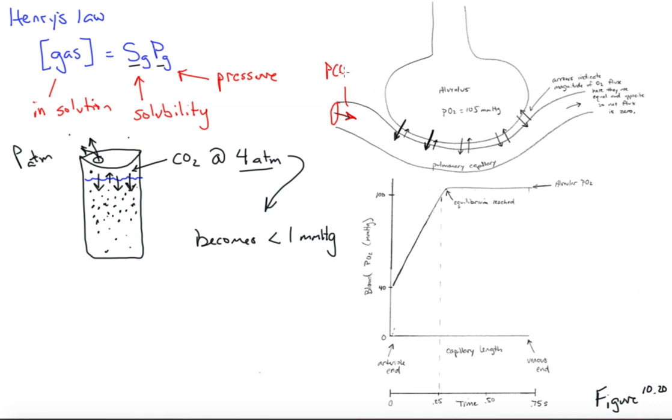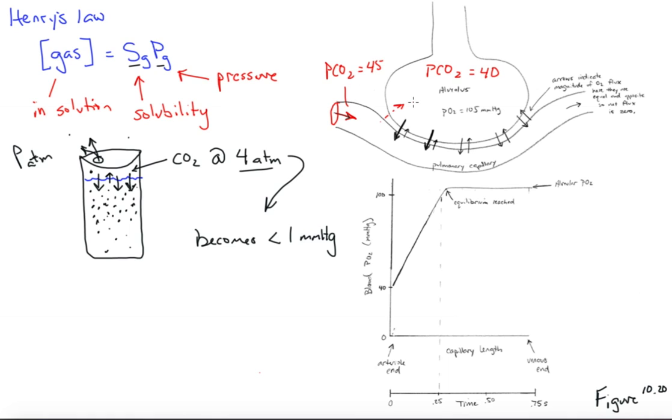PCO2 is about 45, we said this in a previous video, whereas in the alveolar air, PCO2 is about 40. And so our carbon dioxide is going to move in this direction based upon that gradient.